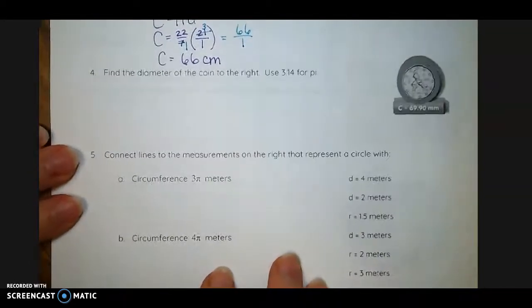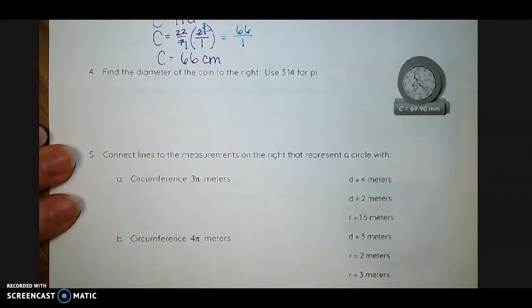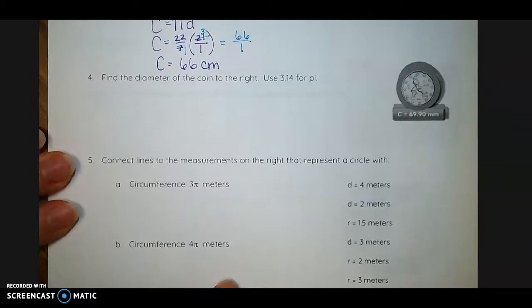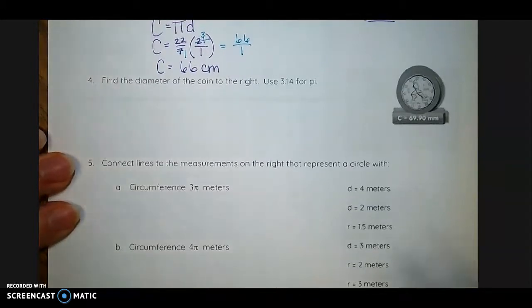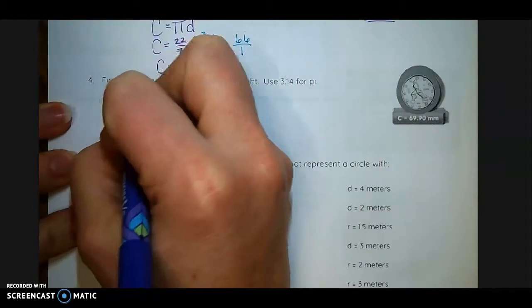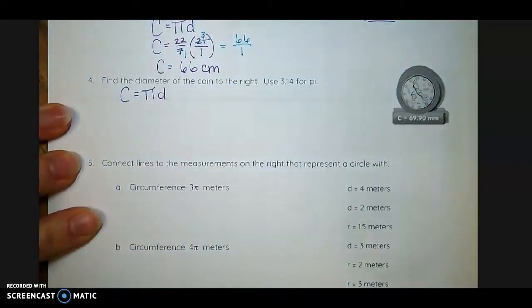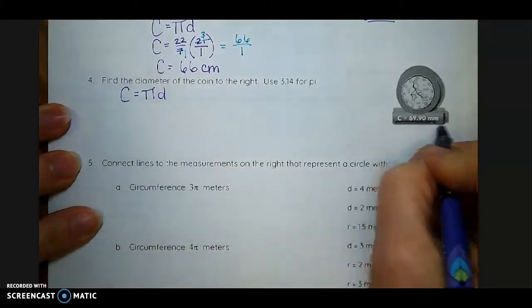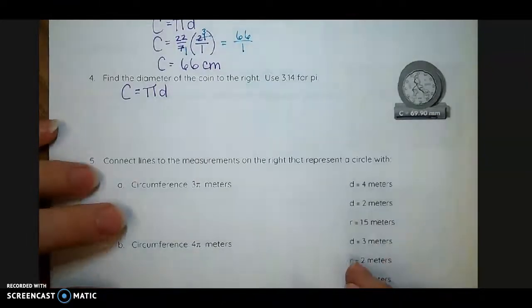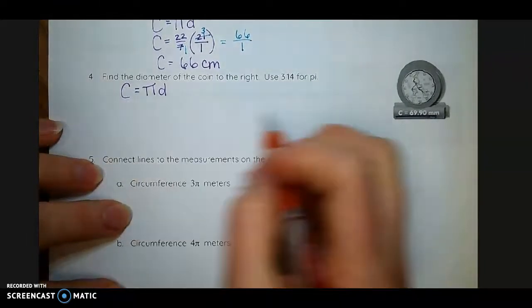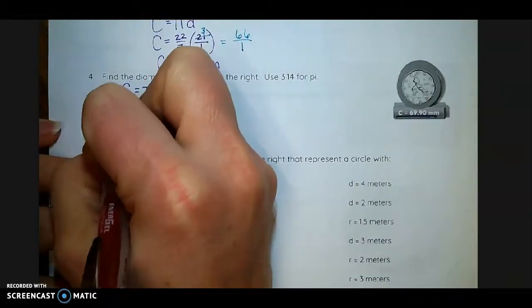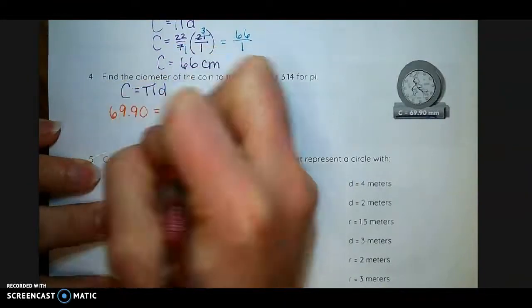My next problem says find the diameter of this coin to the right. Use 3.14 for pi. So now I'm trying to find the diameter, and I know the circumference. It's telling me the circumference. So circumference is still pi times diameter. Only when I go to plug my numbers in this time, I'm going to be putting my numbers in a different place. Since this is my circumference, I'm going to plug it in, and I'm switching colors here. So since I'm looking for the diameter and I know the circumference, I'm going to do this in orange.